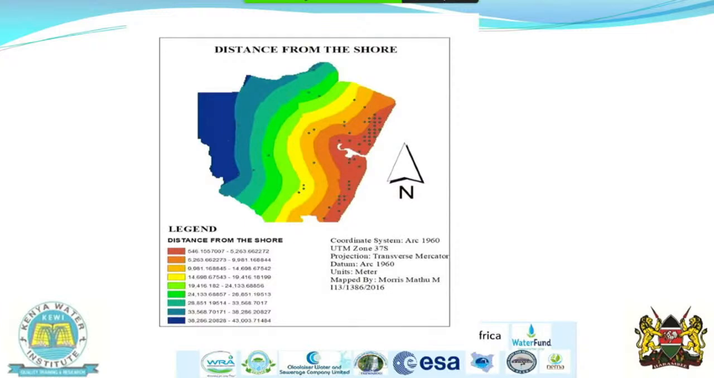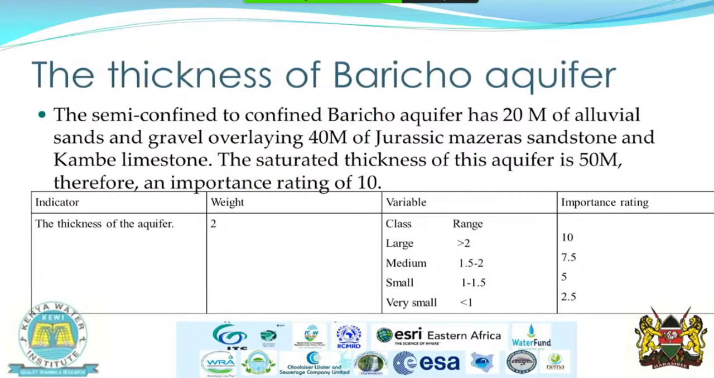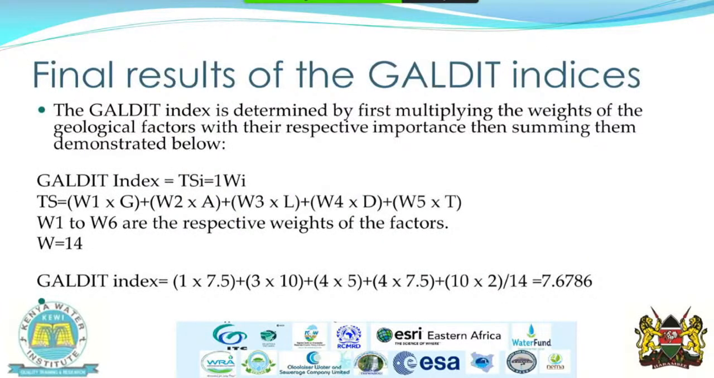The distances were calculated using the NEAR tool in ArcGIS, as shown in the map. So the thickness of Baricho Aquifer. Baricho Aquifer is about 40 meters to 50 meters thick, and it was assigned an importance rating of 10.